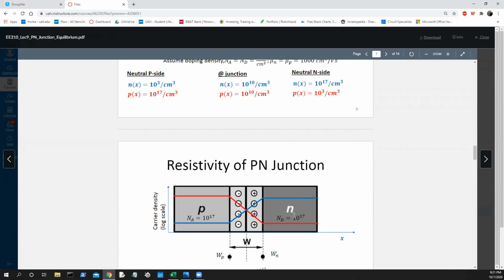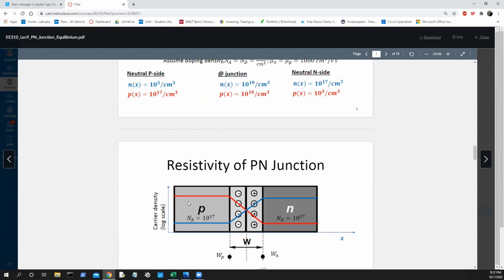Why do we have the 10 to the 3rd? Where does the 10 to the 3rd come from? Quick trick there. Law of mass action says your carrier densities multiplied by each other equal 10 to the 20th. So if you have 10 to the 17th times n equals 10 to the 20th, divide by 10 to the 17th. You get n equal to 10 to the 20th divided by 10 to the 17th, which equals 10 to the 3rd, that equals 1,000. There you go.